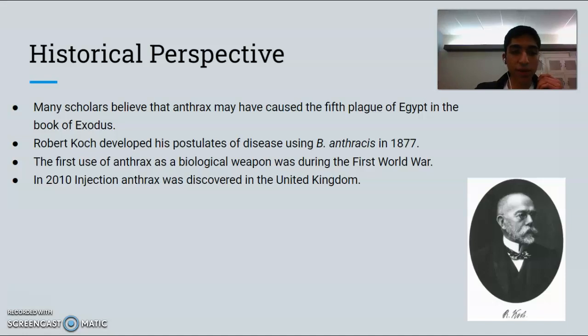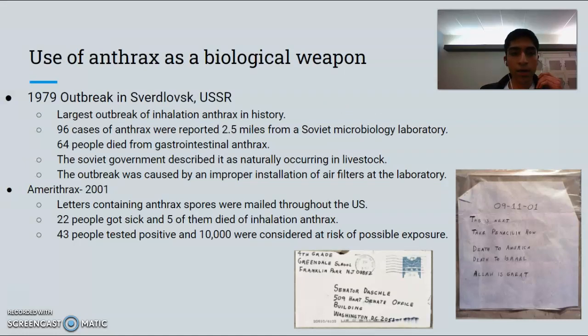I will note here the first use of anthrax as a biological weapon was during the First World War, where the German army in 1925 infected livestock, which was then traded to the Allied countries from neutral nations. And as I mentioned earlier, in 2010, injection anthrax was discovered in the United Kingdom in an outbreak among heroin addicts.